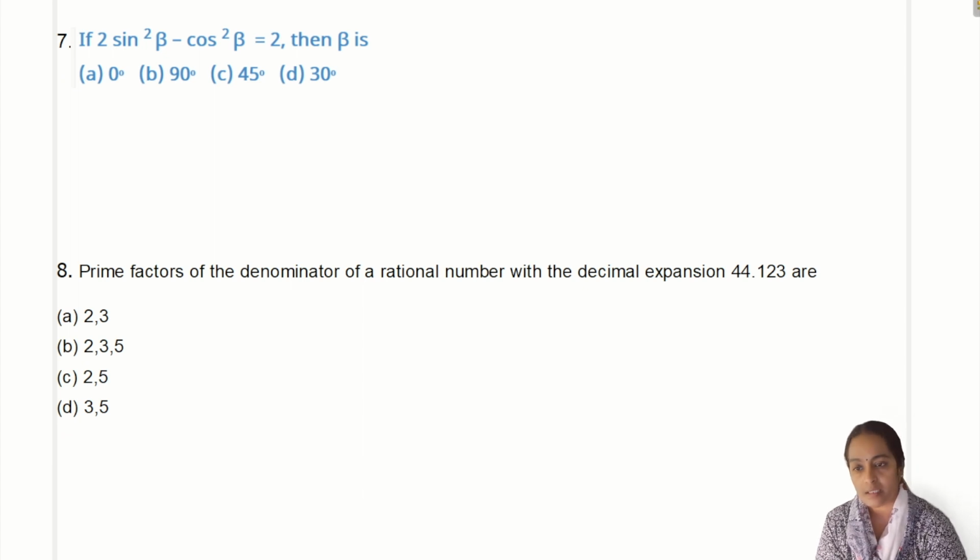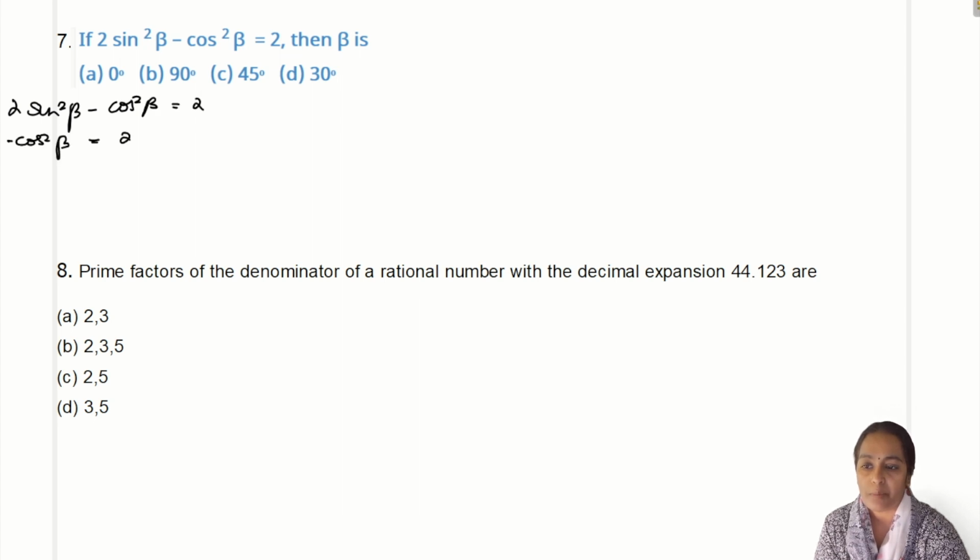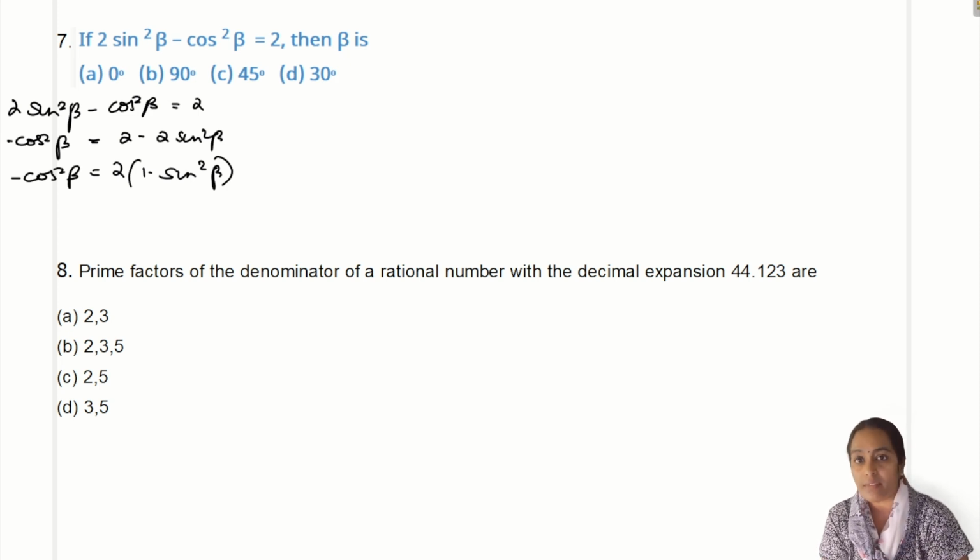So the question says, if 2 sine square beta minus cos square beta is 2, then the value of the angle beta is asked in the question. So we have 2 sine square beta minus cos square beta equal to 2. So minus cos square beta will be 2 minus 2 sine square beta. So this is going to be 2 into 1 minus sine square beta. What is 1 minus sine square beta, children? We have the identity cos square beta plus sine square beta equal to 1. So 1 minus sine square beta will be equal to cos square beta.